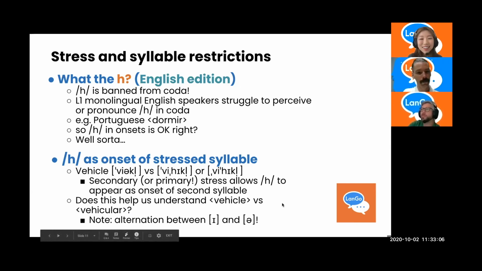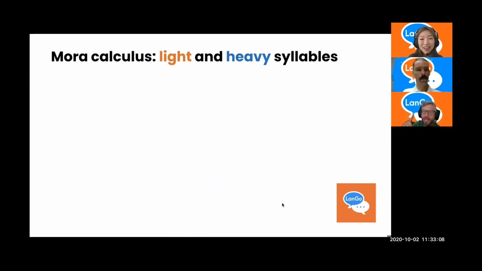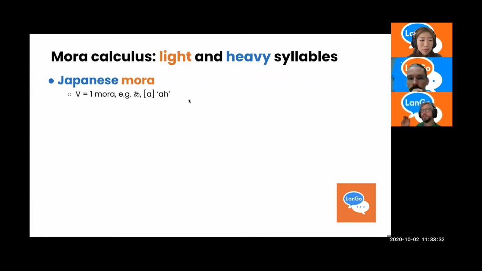Okay, I want to do a little more calculus, or Mora calculus, on light and heavy syllables. Nice. So where are all these Mora puns coming from? Well, we mentioned Mora a little bit earlier. Mora is the word for the unit of stress. Not stress. Rhythmic unit. Timing unit. Yeah, the rhythmic unit in Japanese.